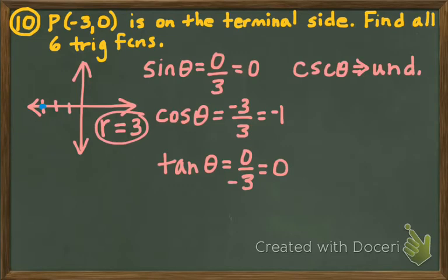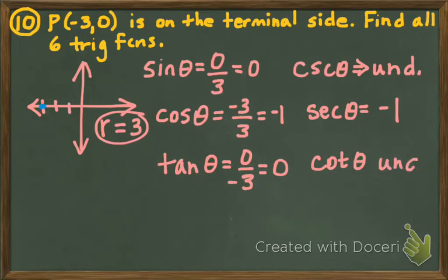Alright, and then the reciprocal of cosine will be secant theta, and that would be the reciprocal of cosine, and negative 1 is its own reciprocal, so the secant and the cosine are the same in this case. And then our cotangent, which would be the reciprocal of tangent, and again tangent is 0, so if I flip that, 0 is going to the denominator, so that makes our cotangent undefined as well. And that's the end of this example video.